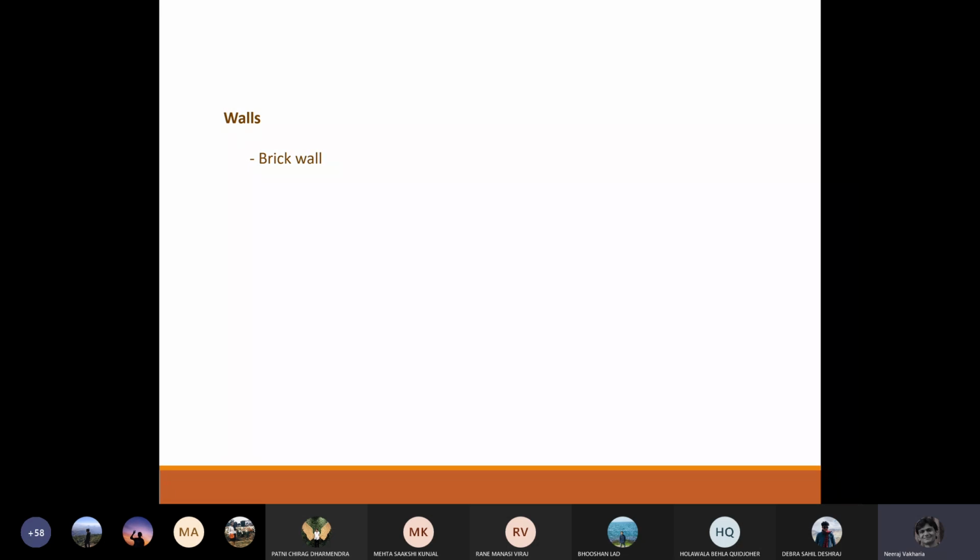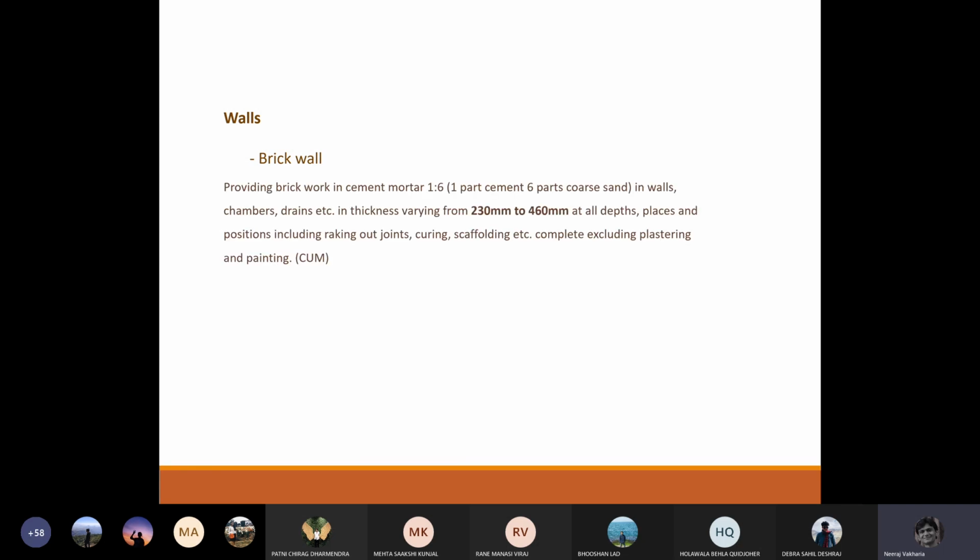Okay. So again, there are two types of how we consider a brick in BOQ. First one being cubic meter. Okay. So whenever we consider a half brick wall, that is always measured in square meters. Okay, and if the brick wall's thickness increases beyond half brick, then we consider it in cubic meter.